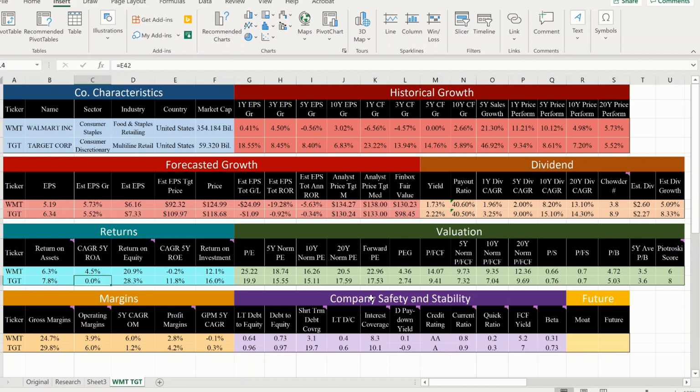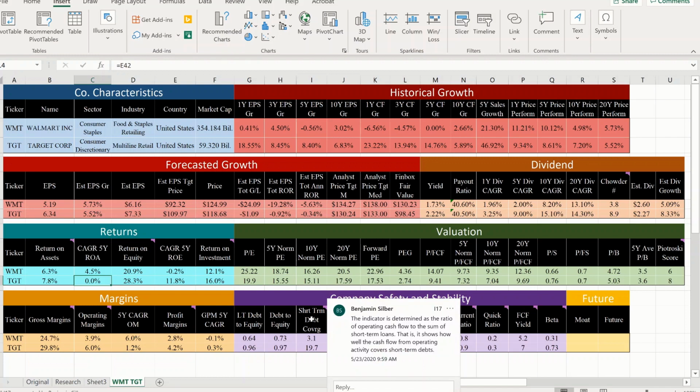Long-term debt to equity and debt to equity are both high for Target, and I would like to see something lower. That being said, long-term debt to equity for Target is at the 59th percentile for the industry, and their total debt to equity is at the 42nd percentile, so this is not unusual for a company like Target. Short-term debt coverage, as we can see here, is the ratio of operating cash flow to the sum of short-term loans. That is, it shows how well the cash flow from operating activity covers short-term debts.